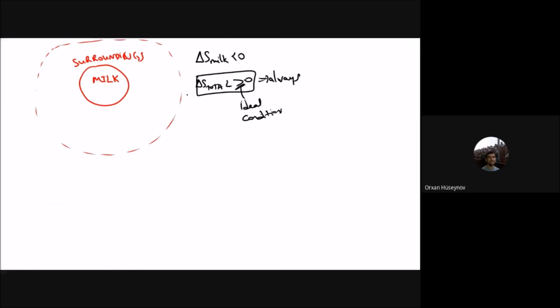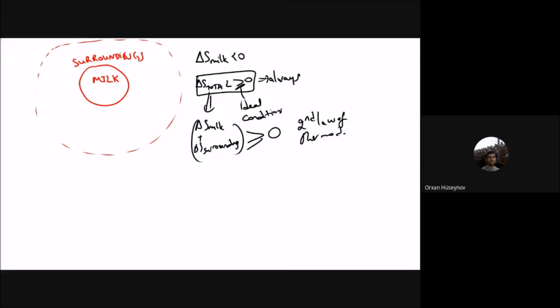In real conditions, one of the subcomponents of the system may have its entropy decrease. For example, in this case, the milk has less entropy. But the total entropy, the entropy change of the milk plus the entropy change of the surroundings, cannot be less than 0. It should be equal or greater than 0 due to the second law of thermodynamics, and the third law also puts some limit. So this is the result.